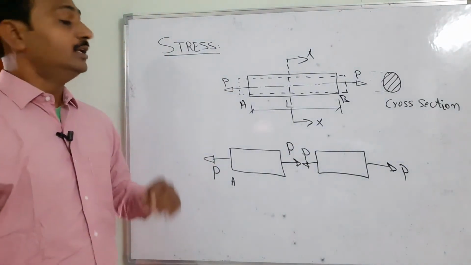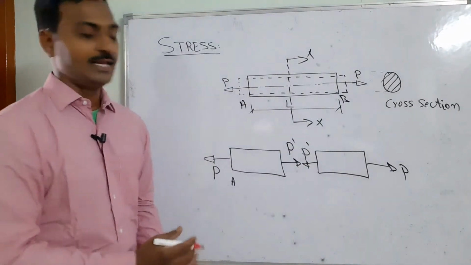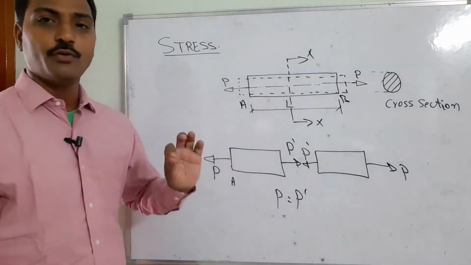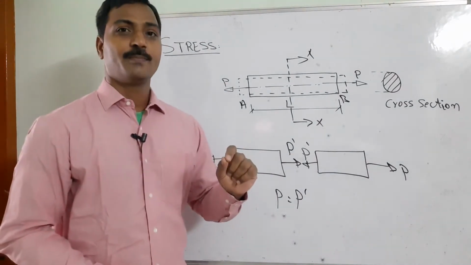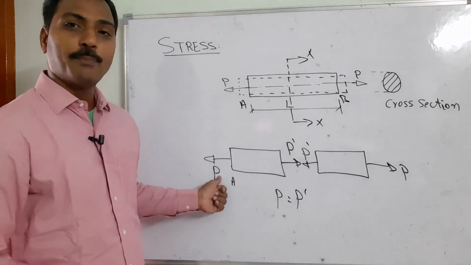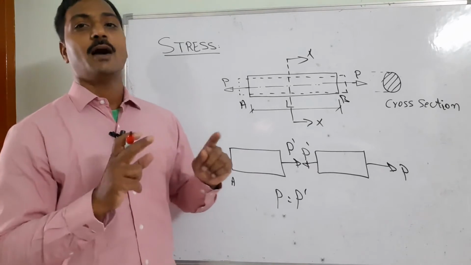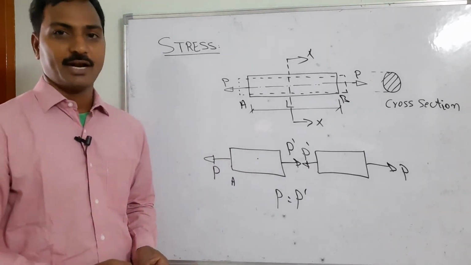It means that the internal force, suppose this is P dash, and considering P is equal to P dash. The P dash is going to be your internal force, and its magnitude and line of action are the same, but its direction is opposite to your applied loads. That means it has the same magnitude but is applied in the opposite direction. Then the body is going to be in the equilibrium condition.